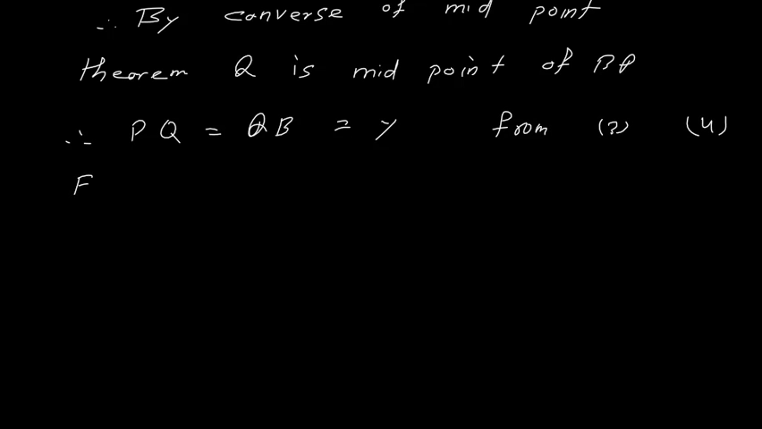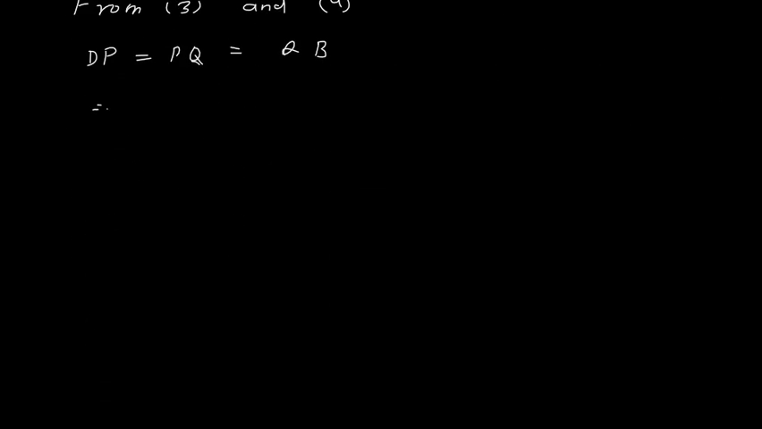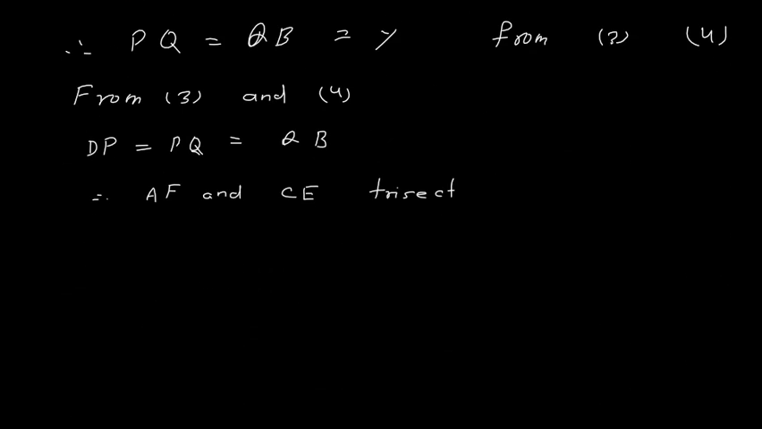So from 3 and 4, we have DP equal to PQ equal to QB. Therefore, I will say that AF and CE trisect side BD. Done.